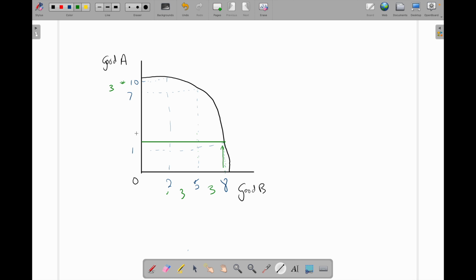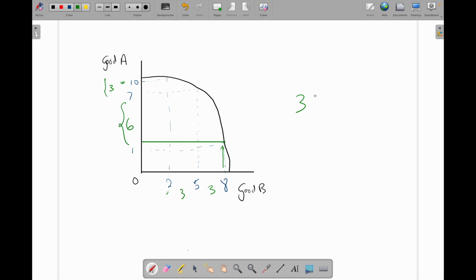Nice. And let's just call out 1. Now, you've gained 3 units of good B, but how many units of good A did you lose in this case? The difference between 7 and 1 is 6. Let me switch back to the pencil. 7 and 1 is 6. So the first instance, we gave up 3, and the second instance, we gave up 6.